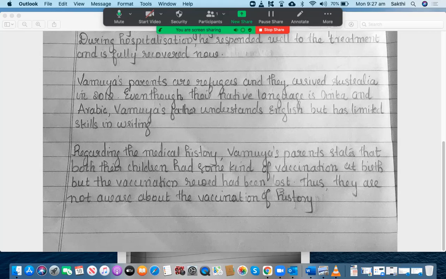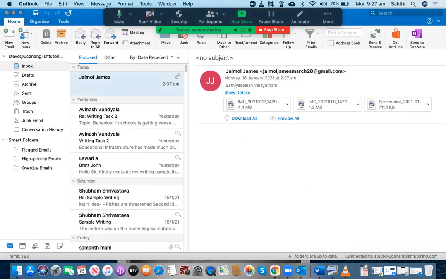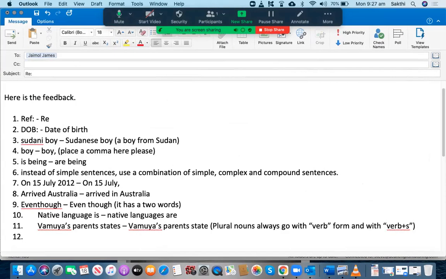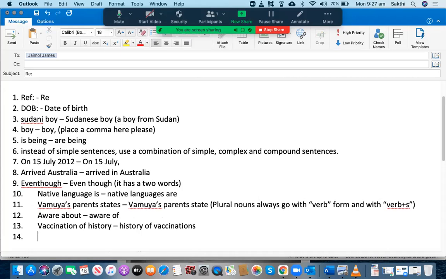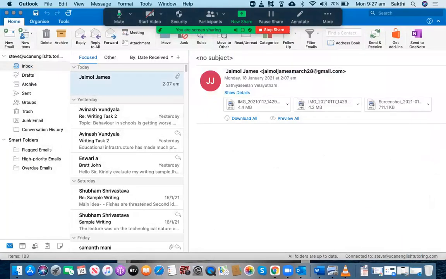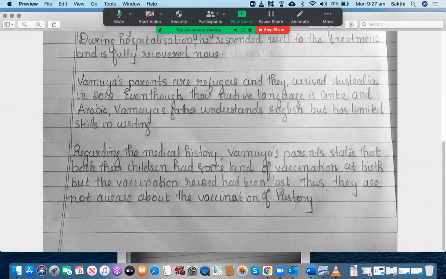Thus, they are not aware about the vaccination of history. The history of vaccinations, right? It's not vaccination of history. So they are not aware about, okay, let's say they're not aware about. Aware always goes with of, aware of. They're not aware of, okay? And then vaccination of history, this one doesn't make sense, right? So you have to say history of vaccinations. That's how you need to write that down. All right, let's go to the next page.